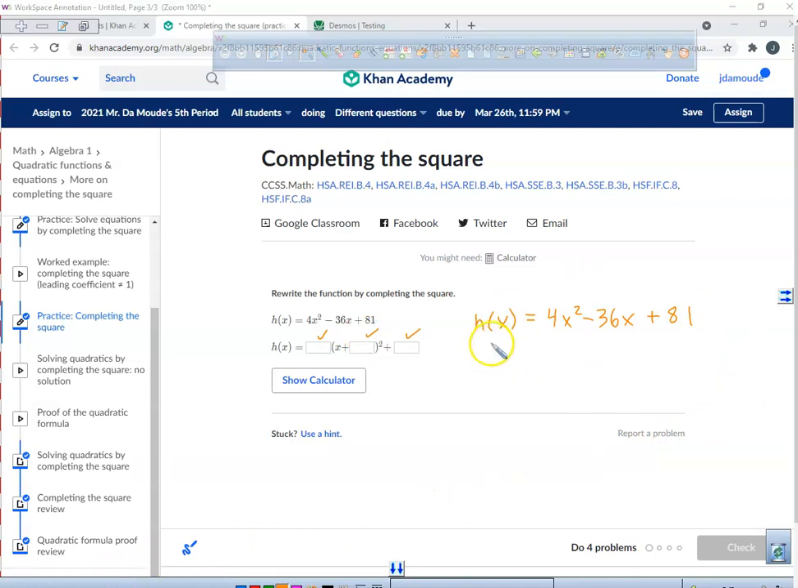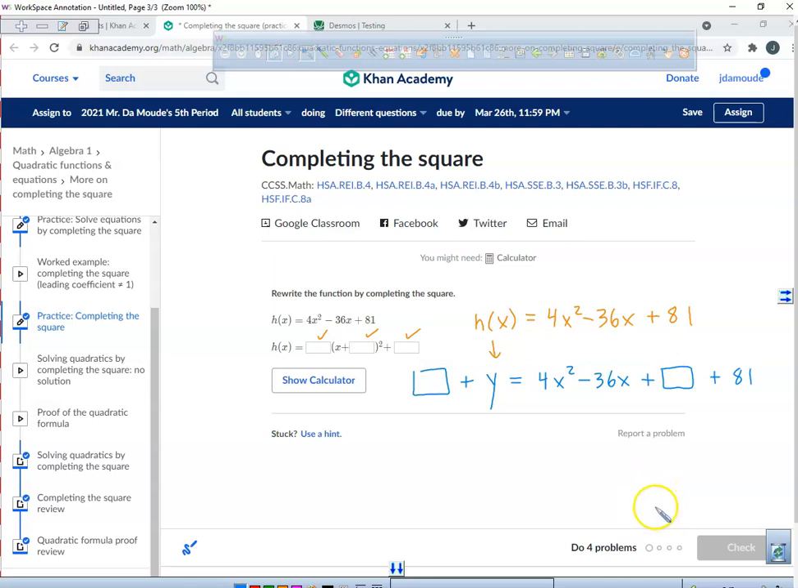Using the same method, what am I going to change that to, everybody? Exactly, just y equals 4x squared minus 36x plus, put a little place for your completed square, plus an 81. Whatever I do to one side, I have to do to the other side. So that's the first step. Nice and neat.